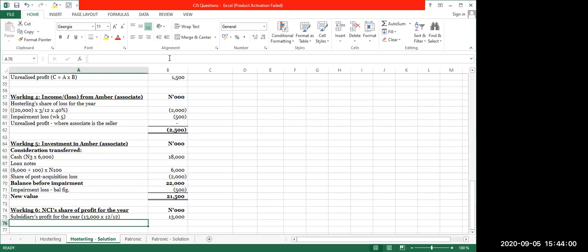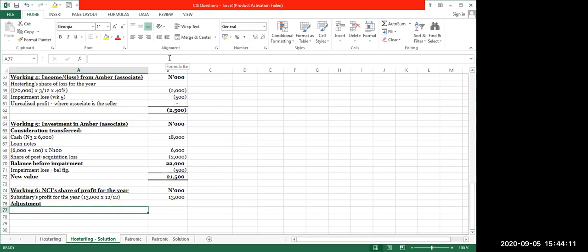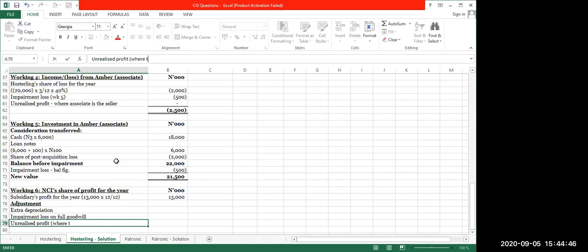That's the subsidiaries. We have to adjust this figure for certain items. Now, the principle behind this adjustment is to say, one, what items did we treat that ought to be shared between parent and NCI? Or what item did we treat that arise only from the subsidiary? But most times, these three will usually fall under the adjustment. Number one is if there was extra depreciation. Number two is impairment loss on full goodwill. Number three is unrealized profit, where the sub is the seller.